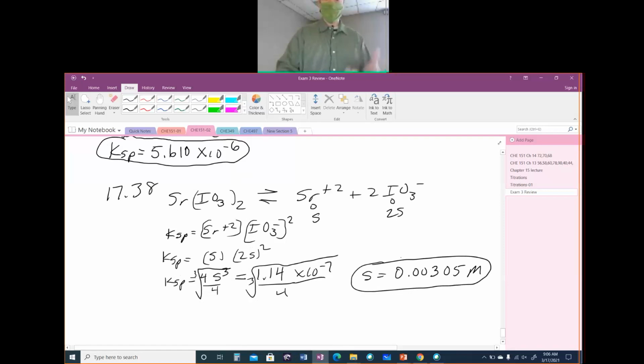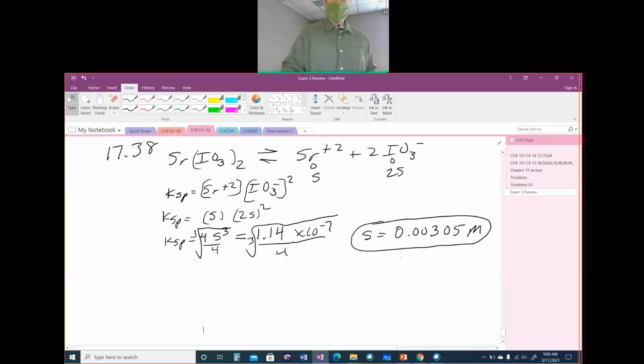So there will be a question like that as well. Here's the Ksp. What is the molar solubility? You have to put your Ksp in terms of S. That's why I did that for the first problem, because that is very important. Ksp is equal to 4S to the third for that reaction. All right, 1742.